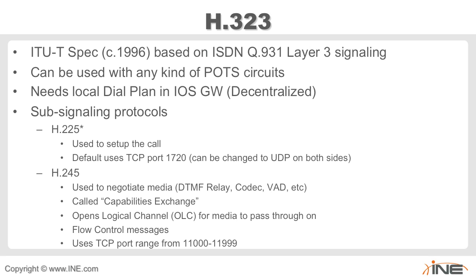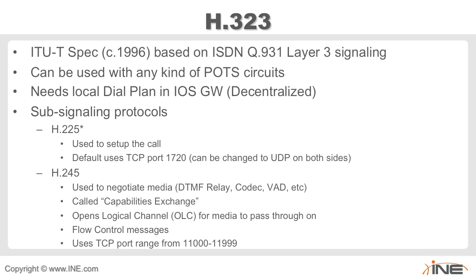H.225 uses TCP port 1720 as the destination port. Now this can be changed to UDP. Obviously, it would need to be done on both sides. There's an asterisk next to the H.225 because there's another form of H.225 called RAS, or Registration, Admission, and Status, which deals with H.323 gatekeeper call setup only, to and from an H.323 gatekeeper. And we will discuss this ad nauseam later in the gatekeeper section, not now.